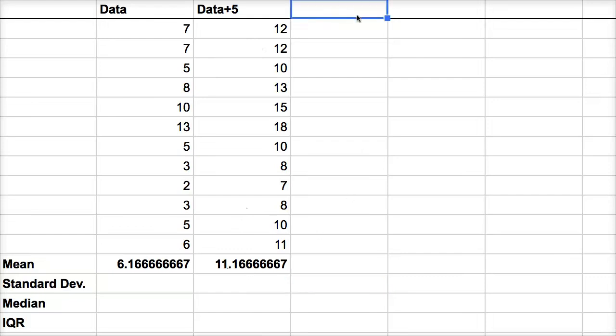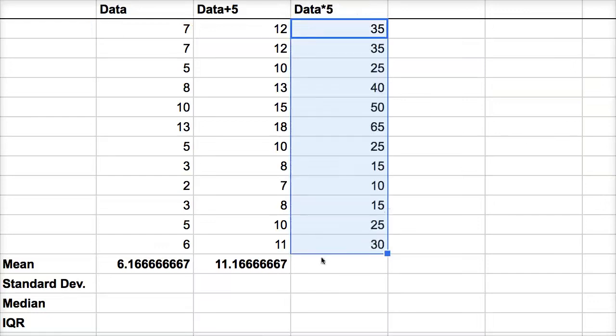Let's think about how the mean changes if you multiply. So if you take your data, and if I were to multiply it times 5, what happens? So this equals this times 5. So now all the data points are 5 times more. Now what happens to my mean? Notice, my mean is now 5 times as much.